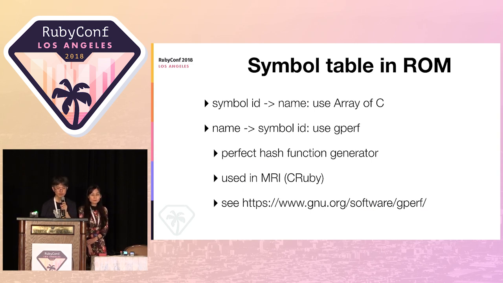Let's consider how to put the symbol table in ROM. To search for symbol names from a symbol ID, it would not be a problem with a simple array. In order to efficiently retrieve the symbol ID from a symbol name, some ingenuity is necessary. Here, we use gperf. gperf is what is called a perfect hash function generator. Actually, it is also famously used in CRuby. Please refer to this URL for the detailed usage.